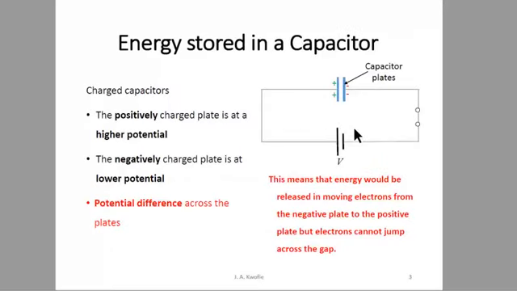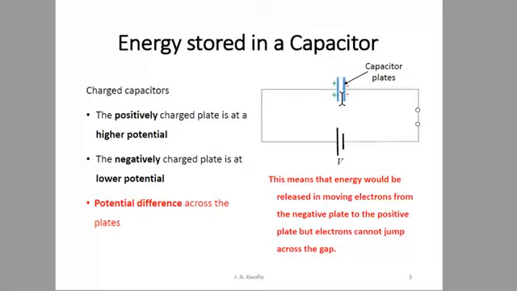So as you've seen earlier, we have a capacitor here and a battery that is charging the capacitor. If the capacitor is charged, then one terminal plate will be positively charged. That means it will be at a higher potential. Then the other plate, which is negatively charged, will be at a lower potential. And for this reason, there will be a potential difference across the two plates.